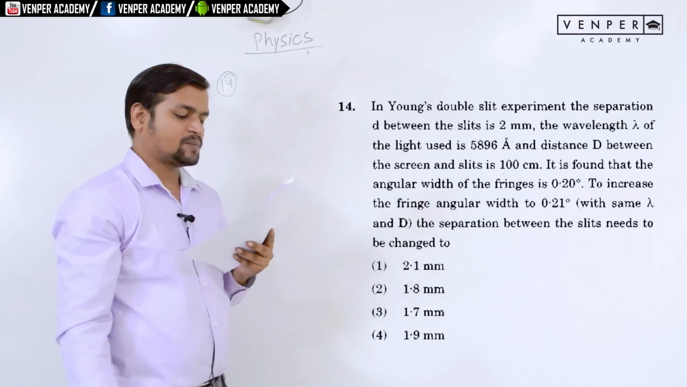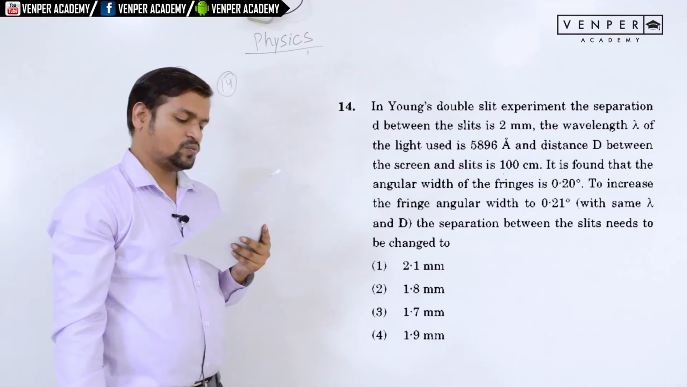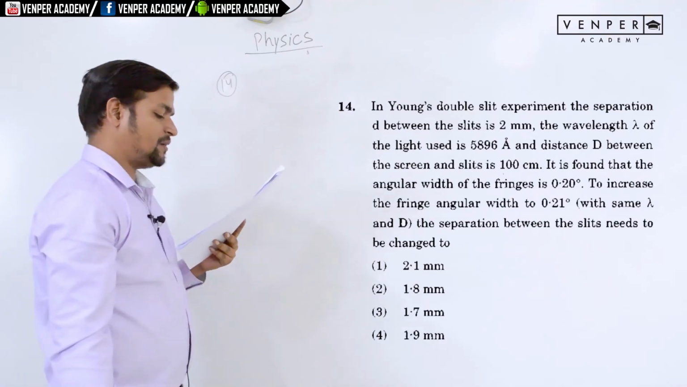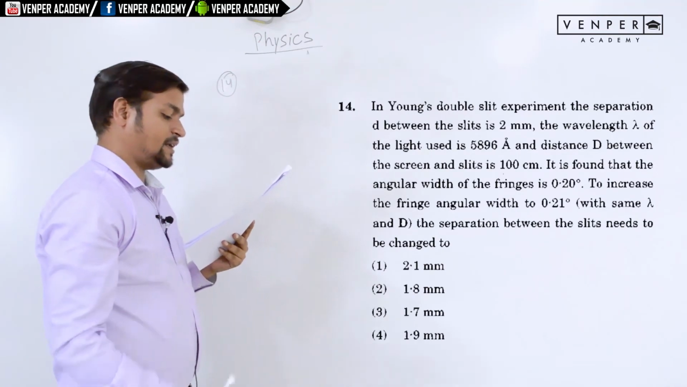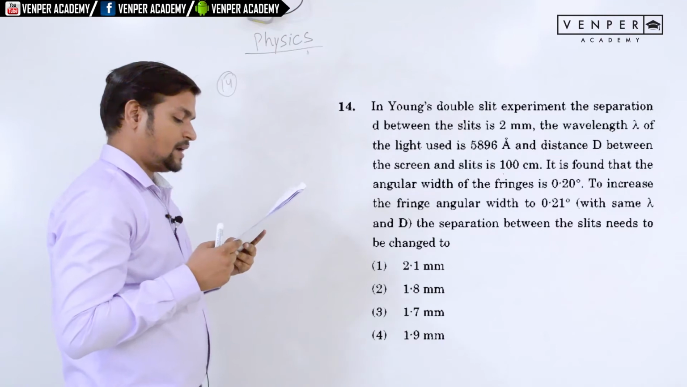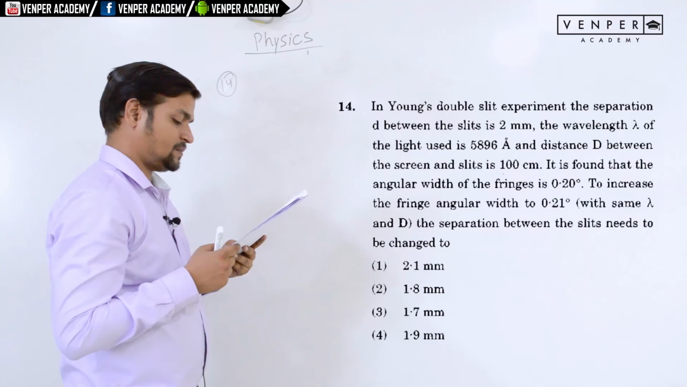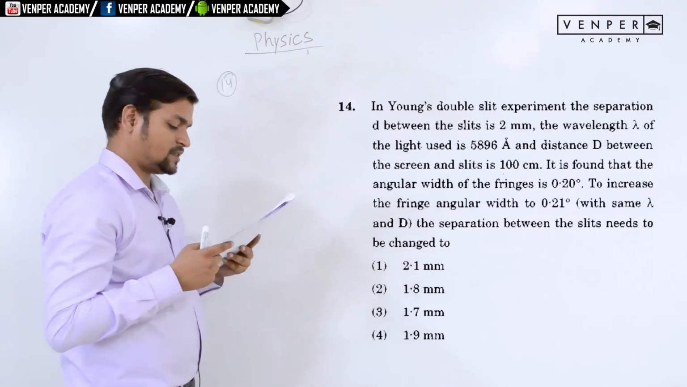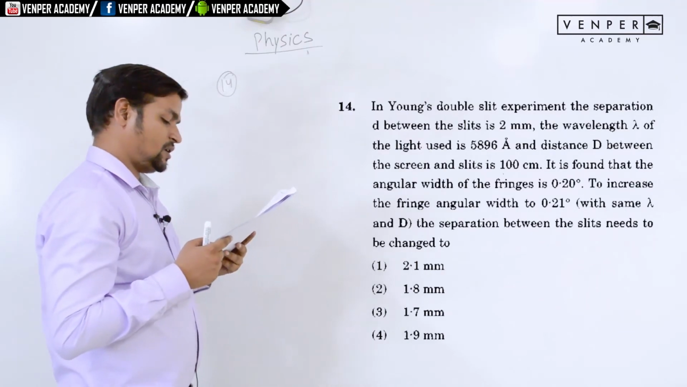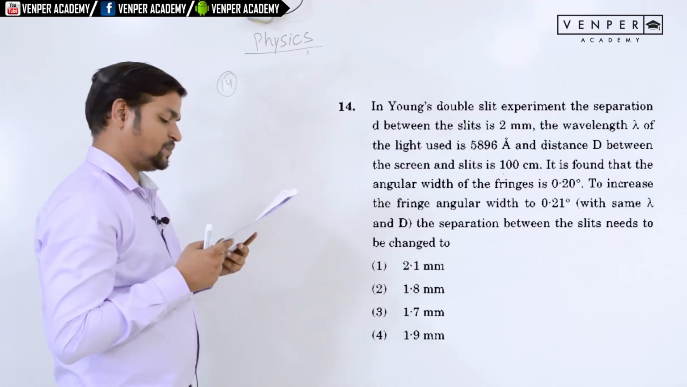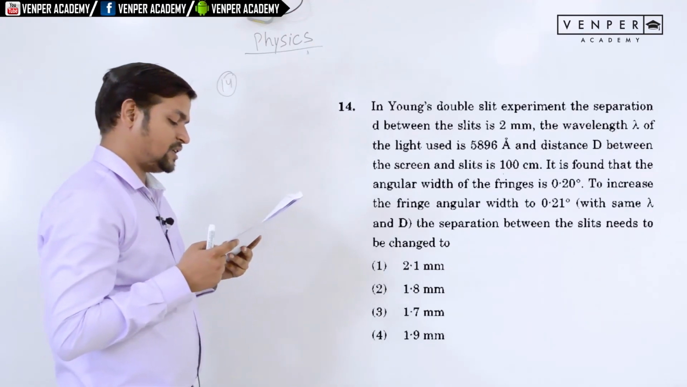In Young's double slit experiment, the separation d between the slits is 2 millimeter. The wavelength lambda of the light used is 5896 angstrom and distance D between the screen and the slits is 100 centimeter. It is found that angular width of the fringe is 0.20 degree. To increase the fringe width to 0.21 degree, the separation between the slits needs to be changed to.